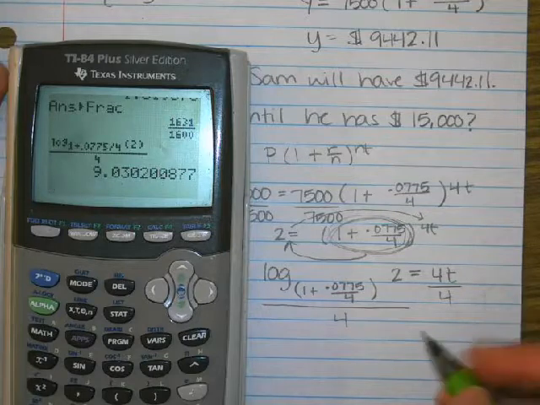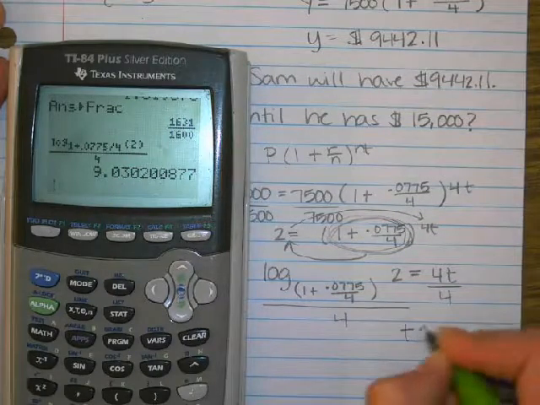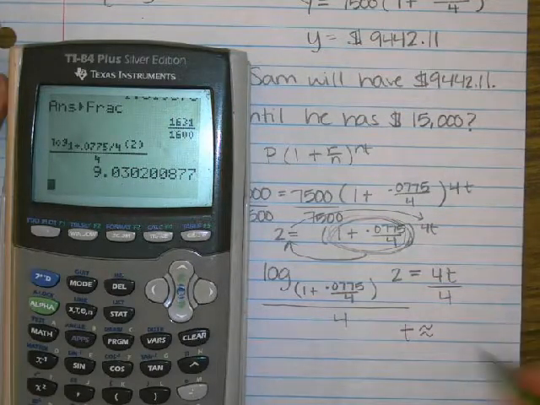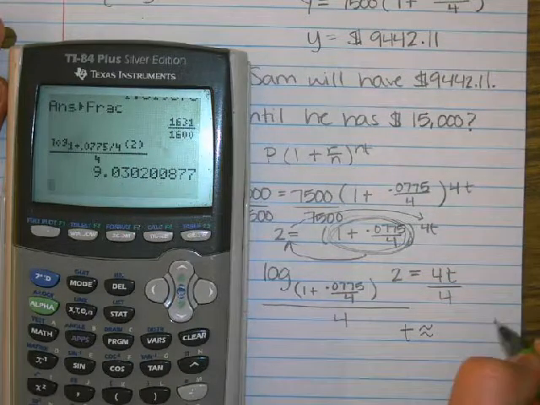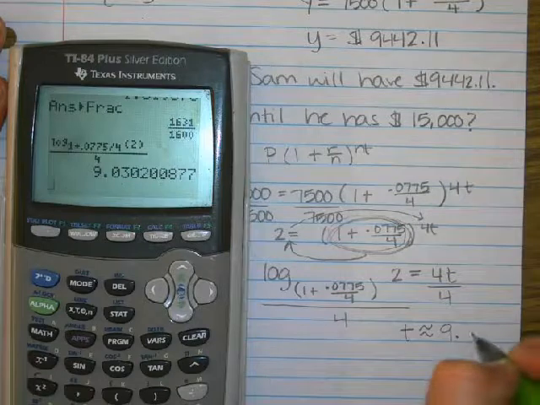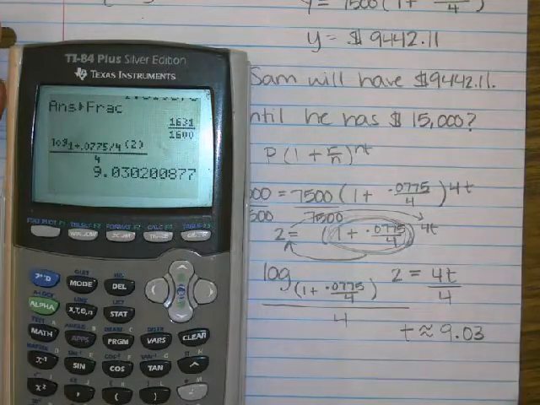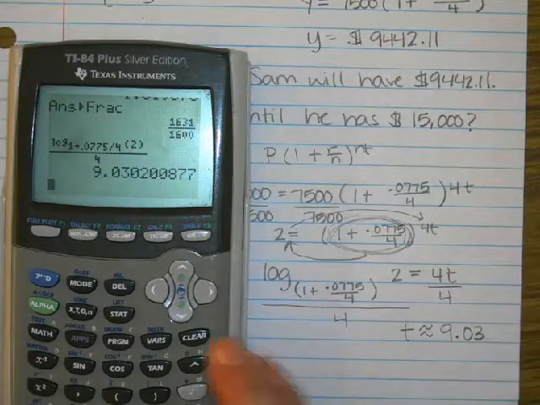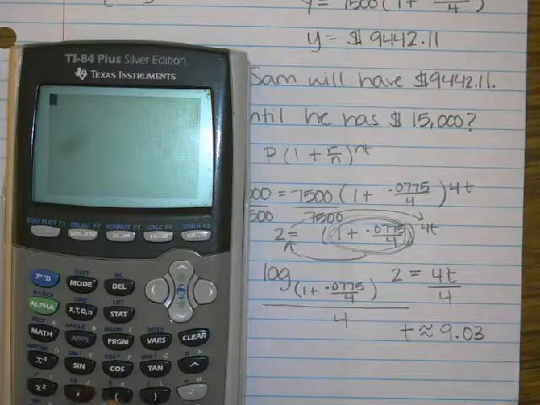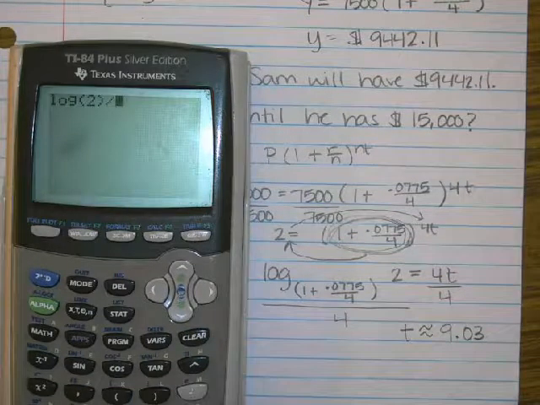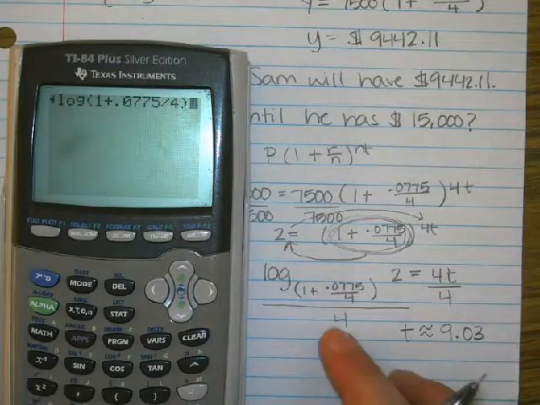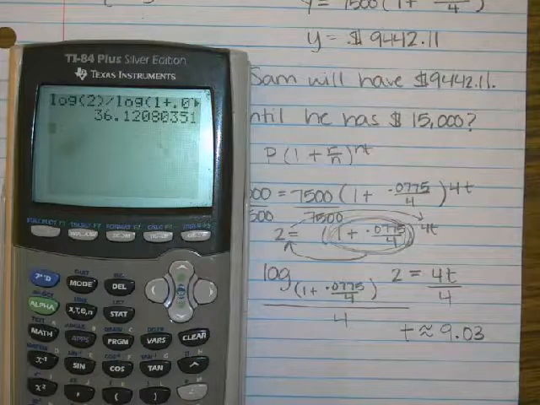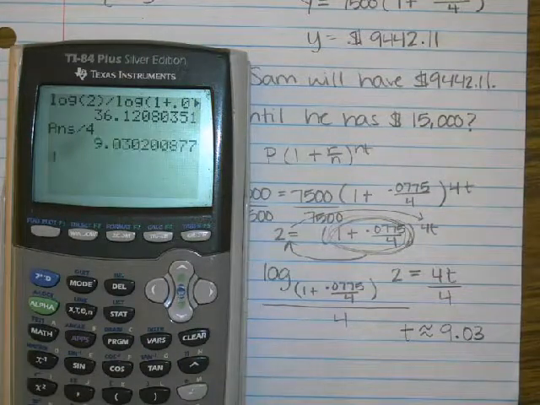So t is approximately... And I think on the assignment I said to just do 2 decimal places for the whole assignment just to be consistent. So Abby, you're going to type in log 2 divided by log 1 plus 0.0775 divided by 4. And then you're going to take that whole answer and divide that whole answer by 4. She got a different answer.